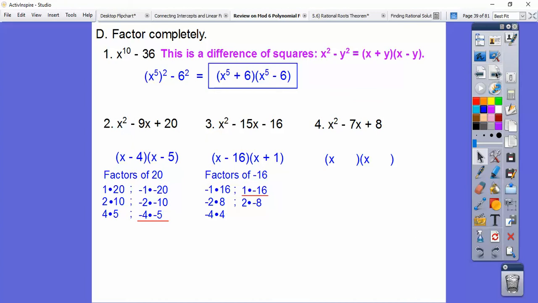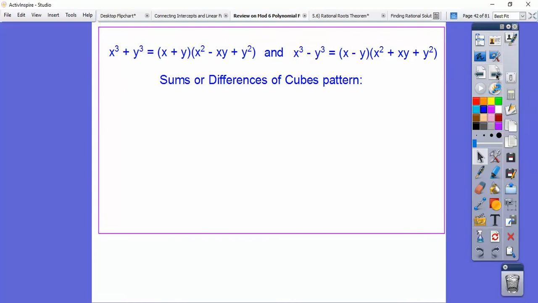All right, so factors of 8. Factors of 8 are 1 times 8 or 2 times 4, or negative 1 times negative 8 or negative 2 times negative 4. None of these pairs adds to negative 7. If that was a negative 8, I could make it work, but since it's a positive 8, it doesn't work, so it's prime. Your book says irreducible. Whatever, I don't like that term. I like prime better.